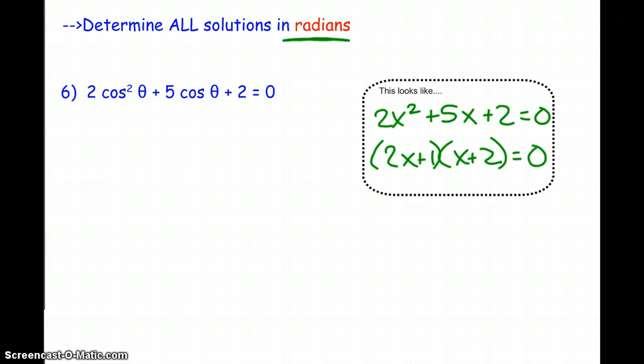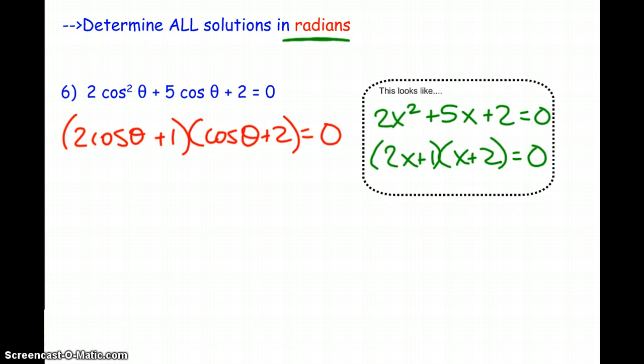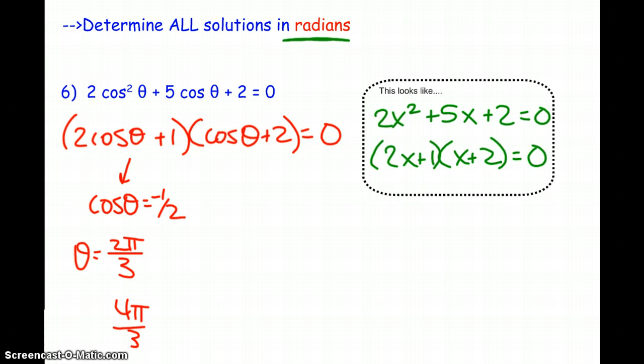Transfer that over to trig. My x is really cosine. So I've got 2 cosine theta plus 1 times cosine theta plus 2 equals 0. Take each of these factors and set them equal to 0. I'm going to get cosine equals -1/2, which tells me that theta equals 2 pi over 3 and 4 pi over 3. But since we wanted all solutions, those are not the only solutions.